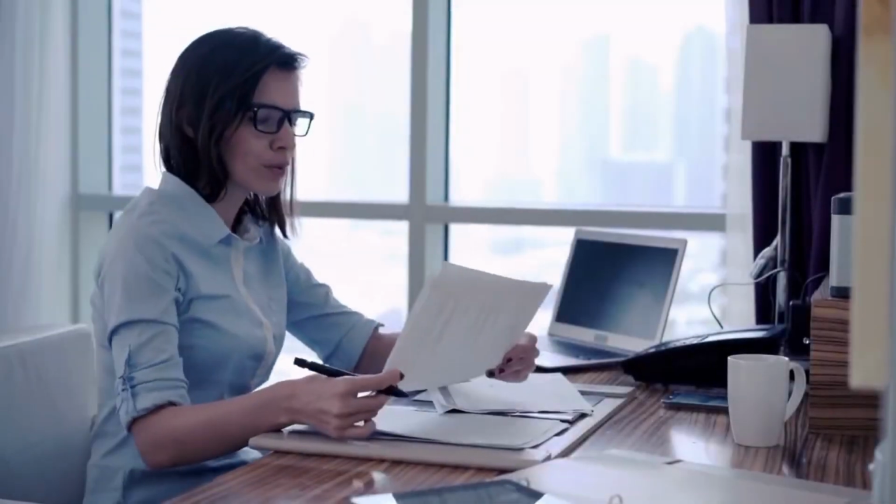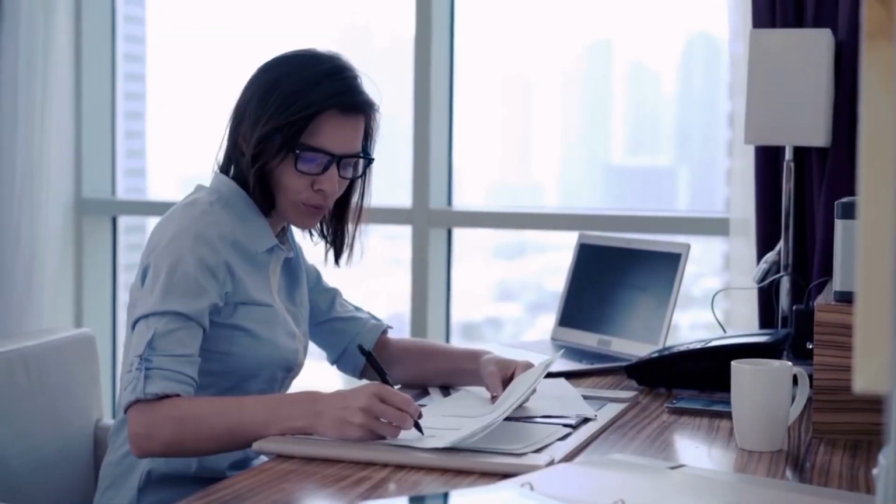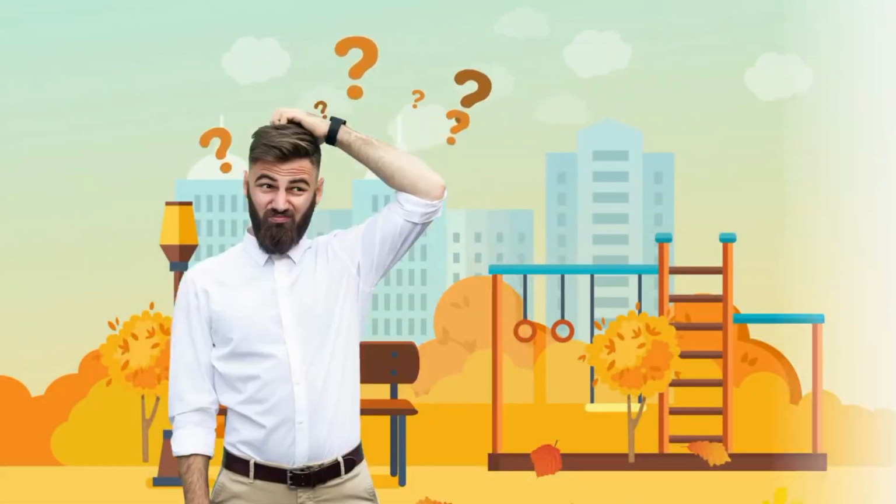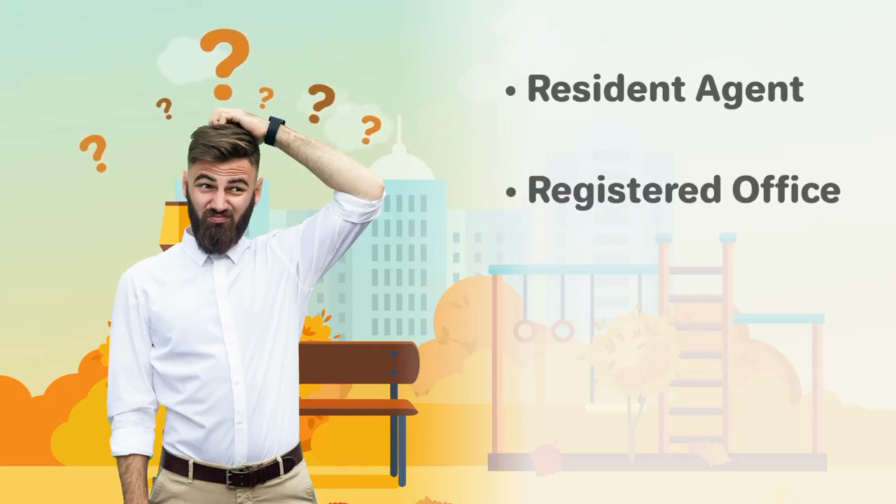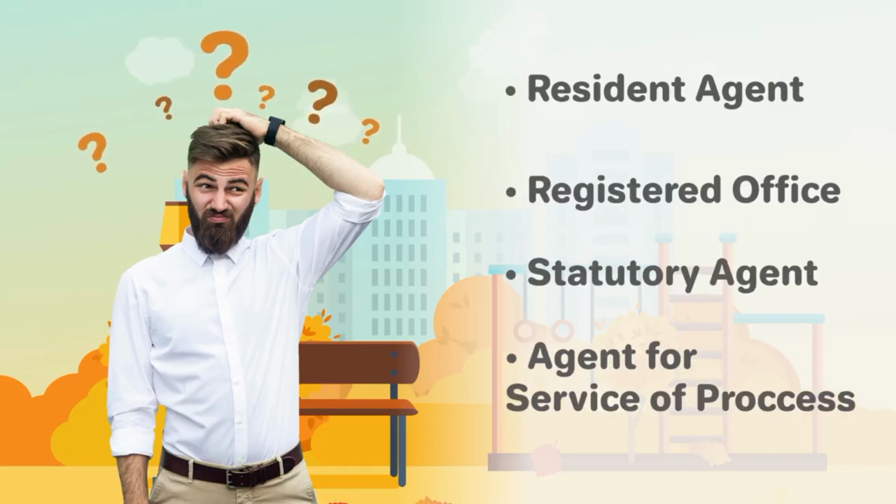When you start a new LLC and are filing your Articles of Organization formation documents with the state, one of the questions you must answer is, who is your registered agent? The term registered agent isn't always used. Your state might ask for a resident agent, registered office, statutory agent, or agent for service of process. All these names refer to the same thing.